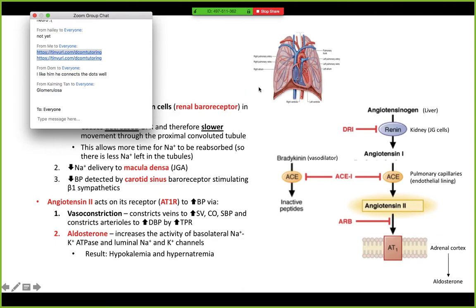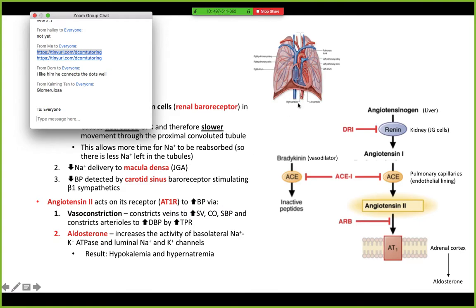So I included this picture up here just to help point things out. So you have angiotensin 2 receptors here on the venous side. So when angiotensin binds over here, it's going to constrict the veins. So when you constrict the veins, you increase the amount of filling to the heart. And by doing that, you're going to increase stroke volume, and as a result, increase cardiac output as well as systolic blood pressure.